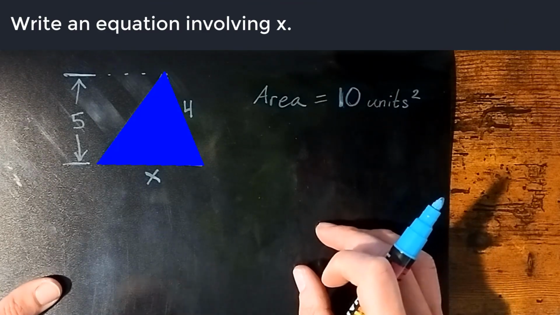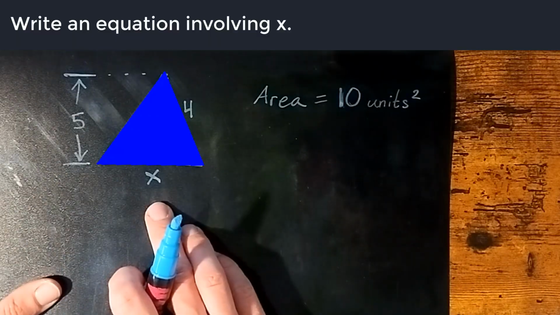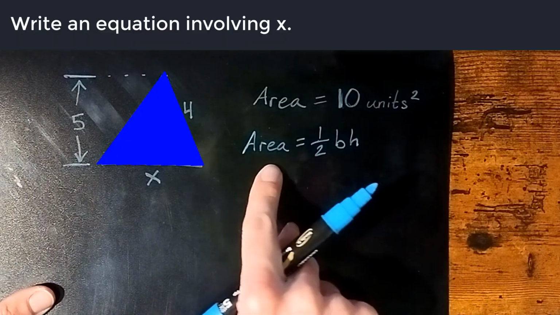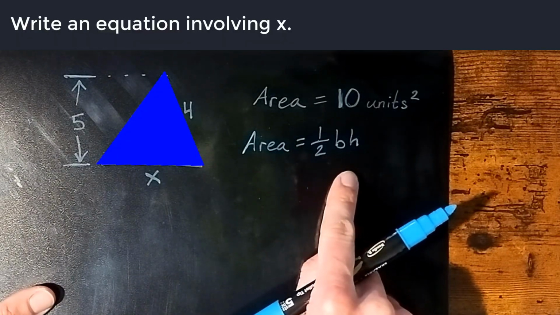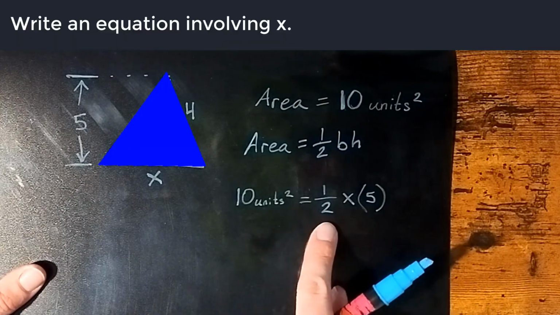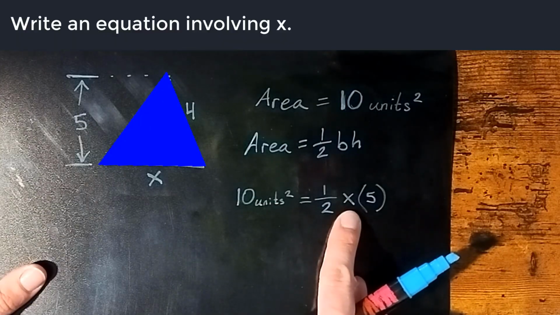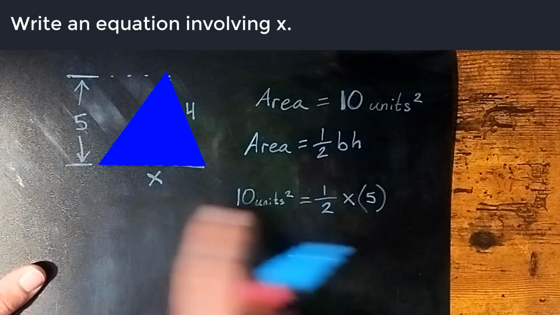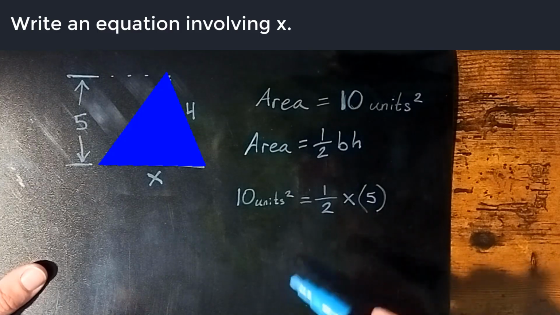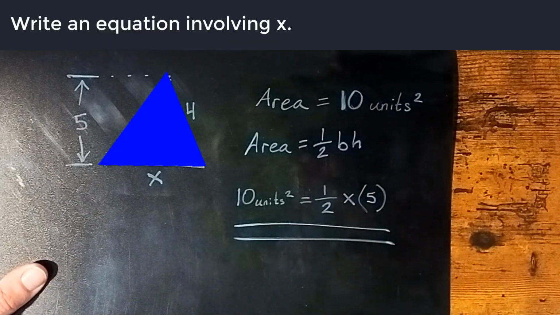My objective is to write an equation involving x with the given information, including the area equals 10 units squared. I know the area of a triangle equals 1/2 base times the height. Therefore, the area of 10 units squared equals 1/2 the base, in this case x, times the height, times 5. The question does not say to solve for x. It just says to write an equation in terms of x, so that is my answer.